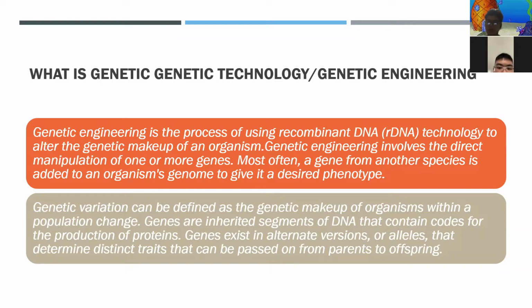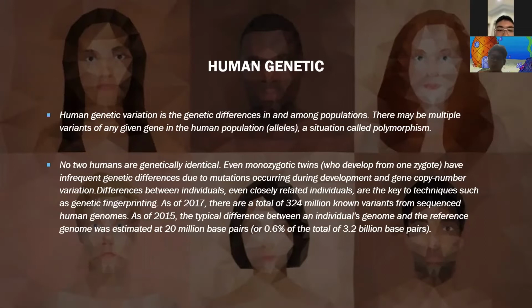Genes are inherited segments of DNA that contain codes for the production of proteins. Genes exist in alternate versions, or alleles, that determine distinct traits that can be passed on from parents to offspring. Human genetic variation is the genetic difference among populations.